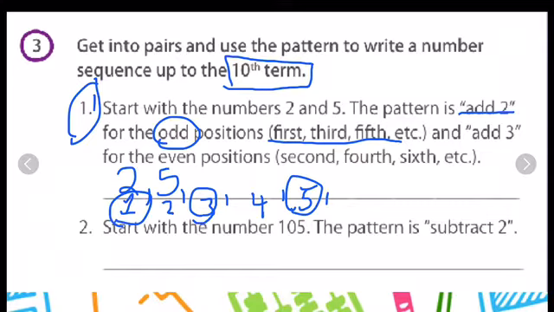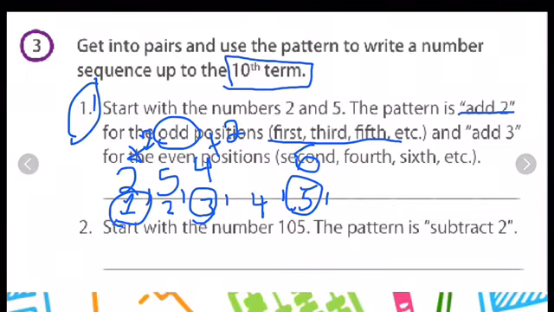So number 2, you add 2, that will be 4. Now 4, you add 2, that will be 6. And you continue for the odd numbers.